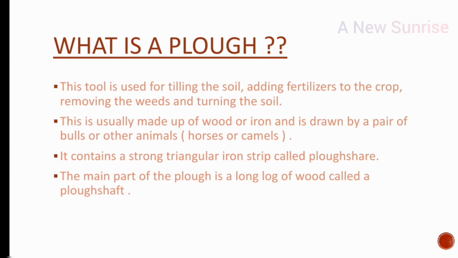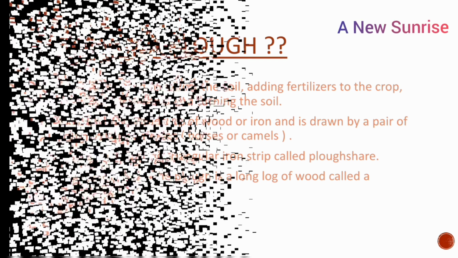Next is a question, and I have only given all the answers. What is a plow? I have given the answer in brief. This tool is used for tilling the soil, adding fertilizers to the crop, removing the weeds, and turning the soil. This is usually made up of wood, iron, and is drawn by a pair of bulls or other animals, horses or camels. It contains a strong triangular iron strip called plowshare. The main part of the plow is a long log of wood called a plow shaft.